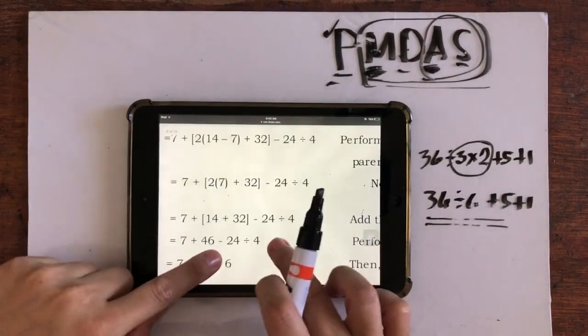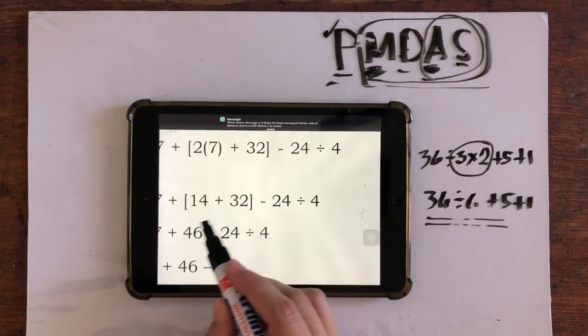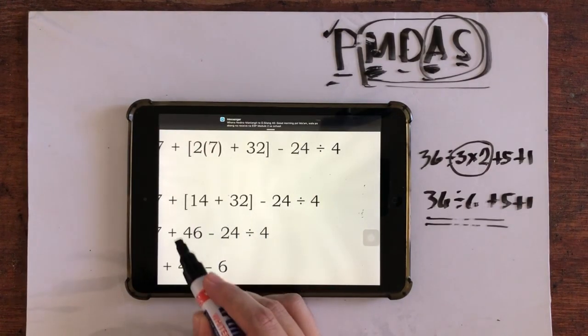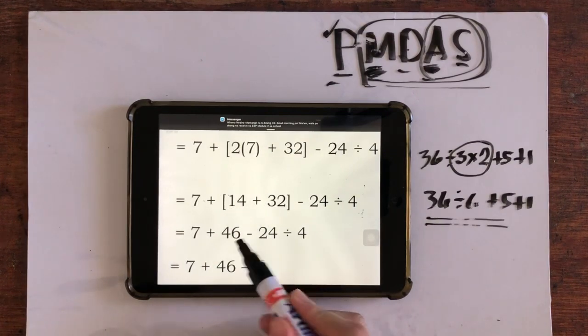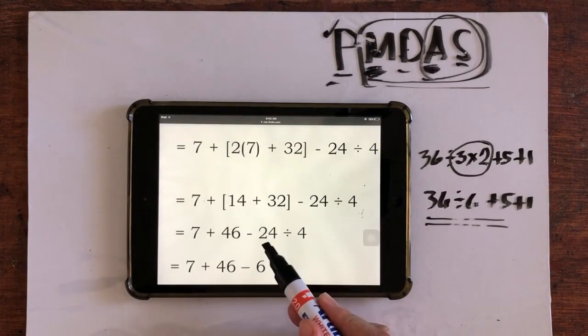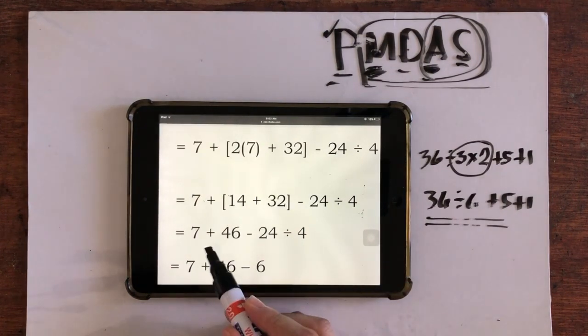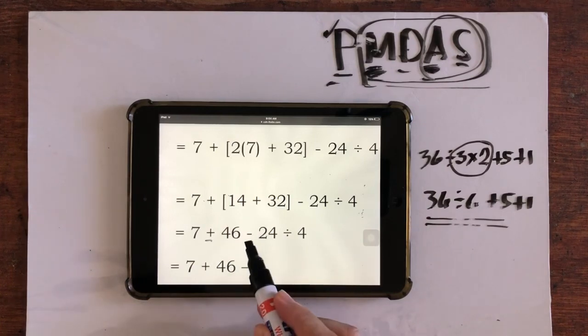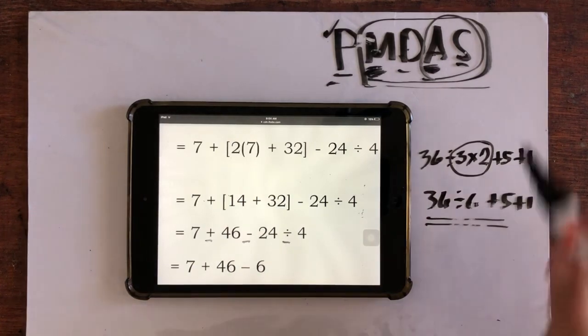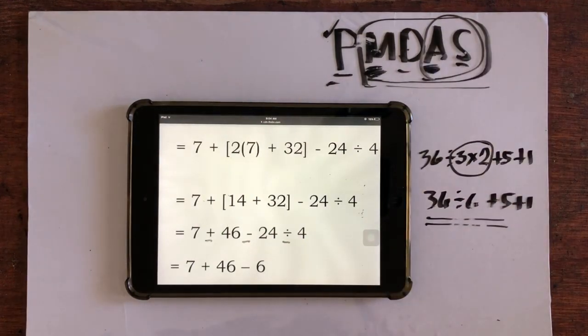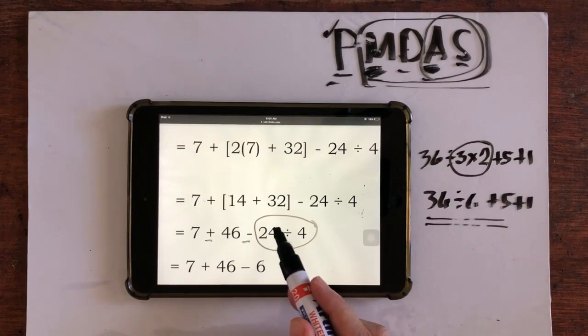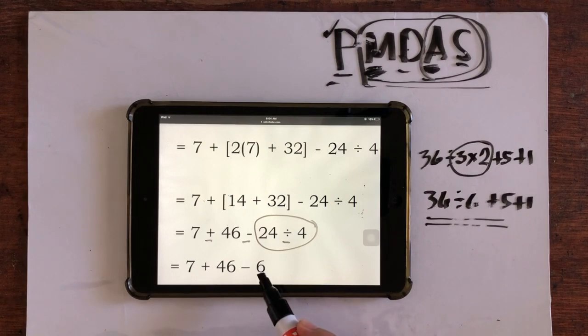Okay? So, 14 plus 32, that will give you 46. And then, kopyahin mo lang yung minus 24 divided by 4. Okay? Ang natira sa atin ay addition, subtraction, and division. Again, PMDAS tayo. Unahin natin yung division. Kopyahin muna, 7, bring down 7, plus 46, baba lang din siya. And then minus, sagot nitong dalawa, 24 divided by 4, that's 6.